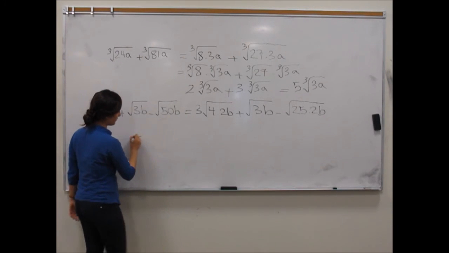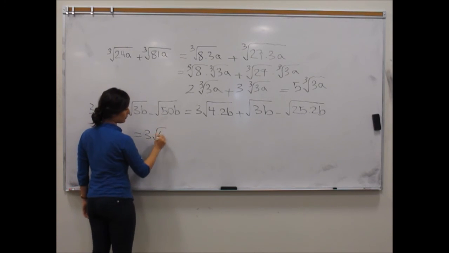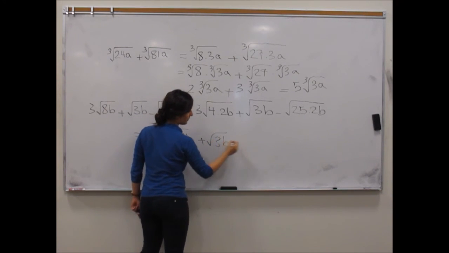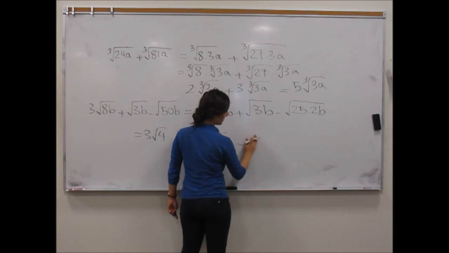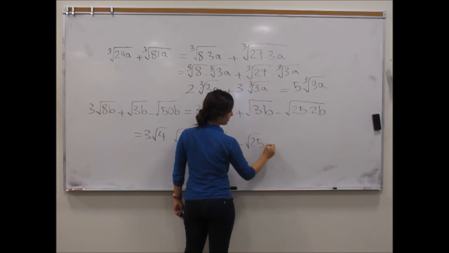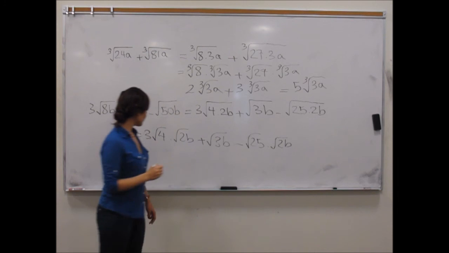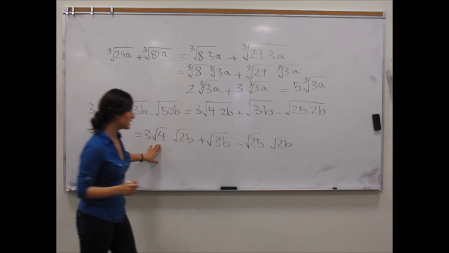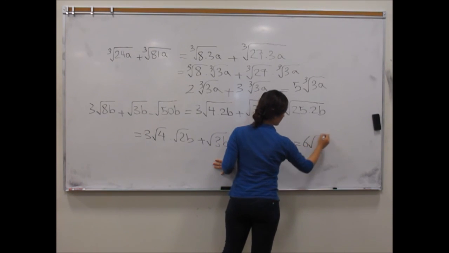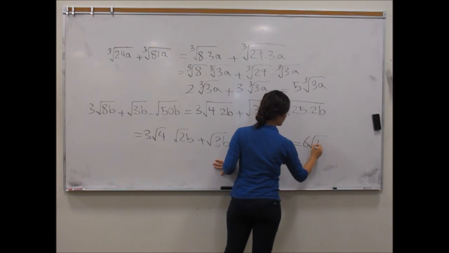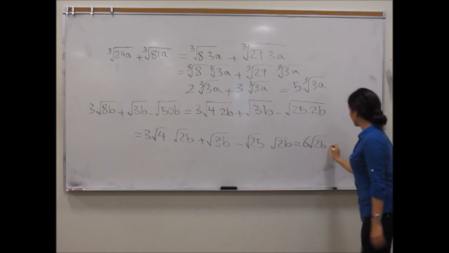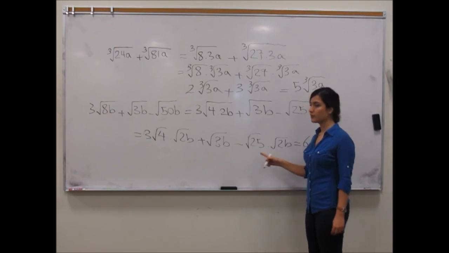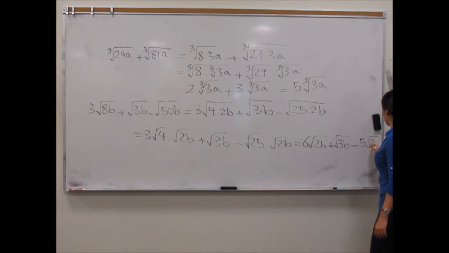So I have 3 times rad 4 times rad 2b plus rad 3b minus rad 25 times rad 2b. So this one is a perfect square, so that would be 2. So 2 times 3 is 6. So I have 6 rad 2b plus rad 3b. And here, 25 is also a perfect square, so that would be 5, minus 5 rad 2b.